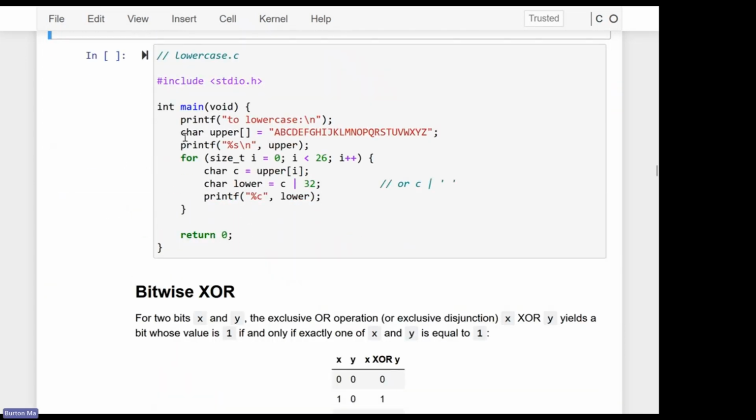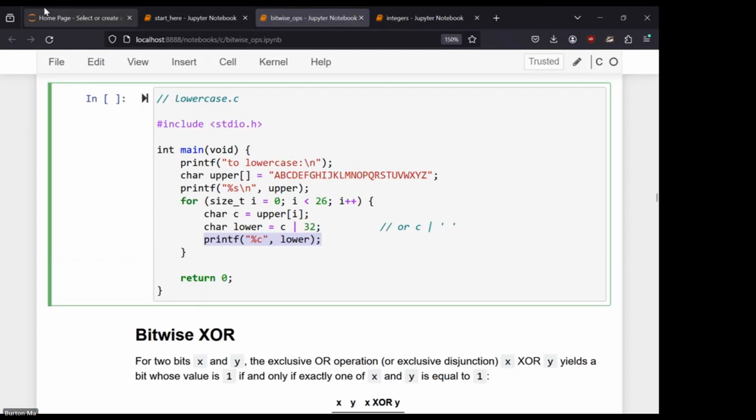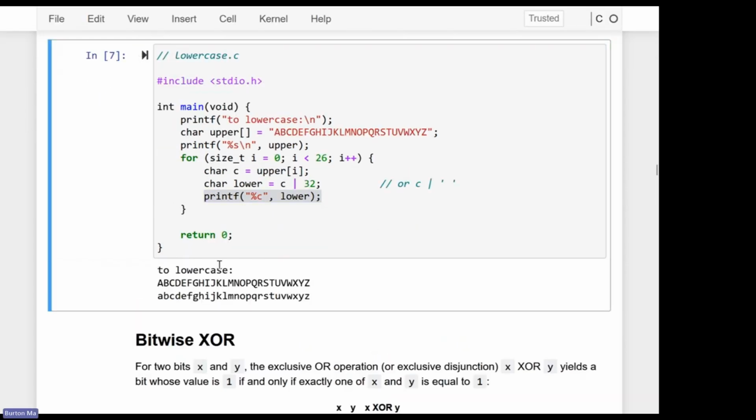Okay. So here is a string equal to all the uppercase letters A through Z. I'm going to write a loop that loops over all of the characters. I'm going to extract the character from the string, take the OR of that character with 32, and print out the result. And what do you end up getting? You end up converting all the uppercase letters to lowercase.